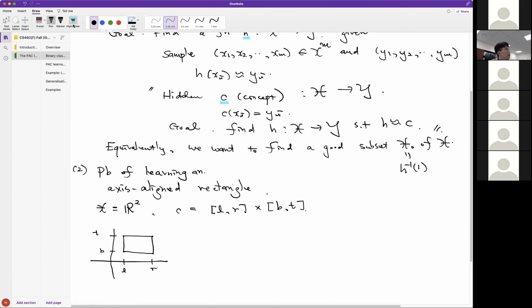Well, the goal is to find something that is close to this rectangle from examples. The examples we're going to get are pairs of the input together with the corresponding output. So examples like this will be marked 0. If you get a different example that was here, it will be marked 1. And another example here will be marked 1 because it's inside the rectangle.